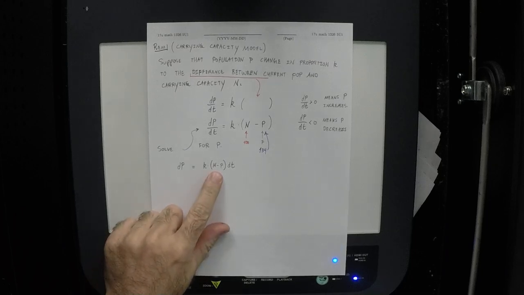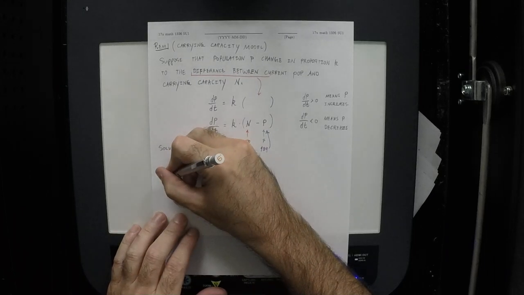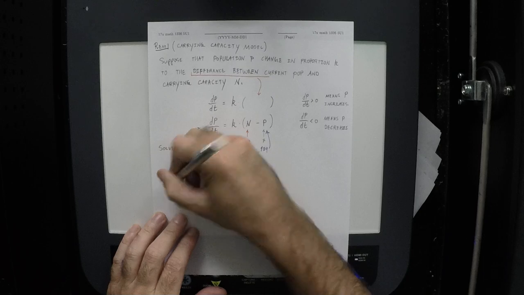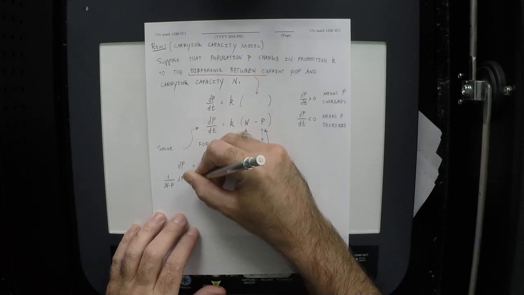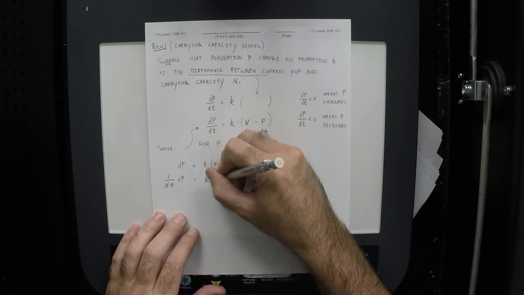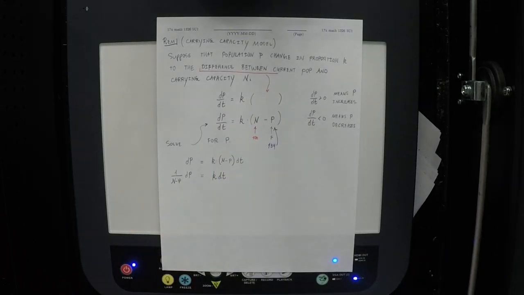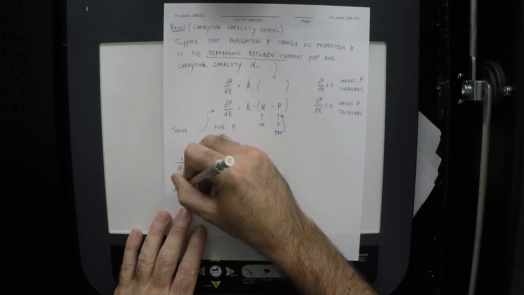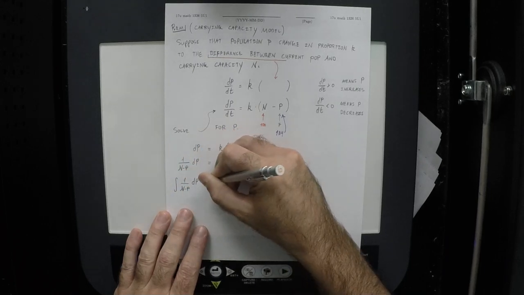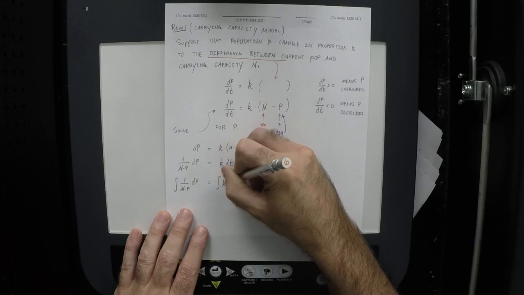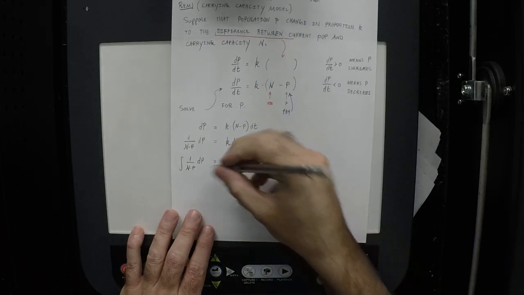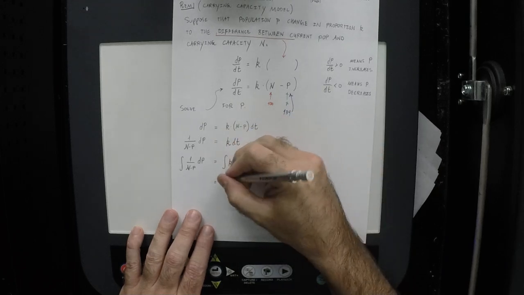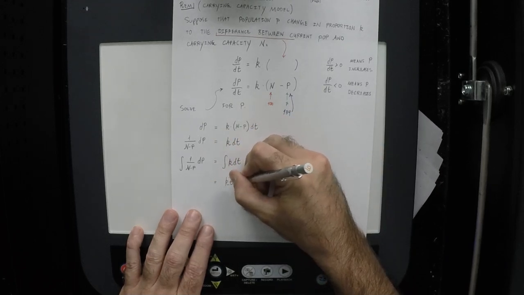Now, we've still got P's right here. So I'm going to divide by n minus p. Remember, n is a constant and k is a constant. So we've separated the n's and the p's now. Now that we've achieved separation, we can anti-differentiate. The right-hand side is easy enough. We've done something just like it already several times. So the right-hand side is kt plus a constant.